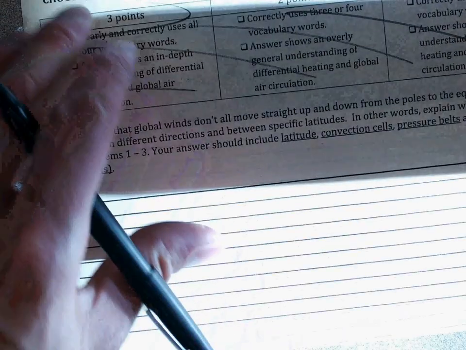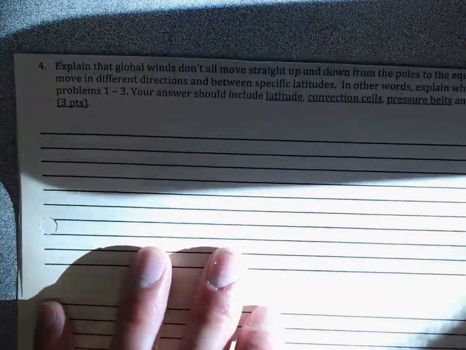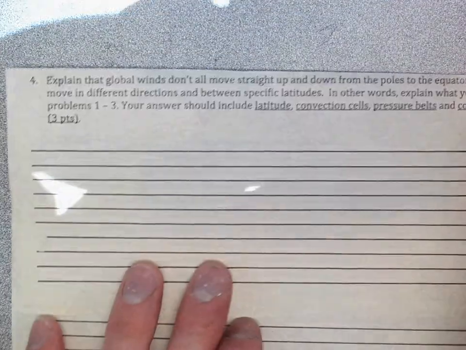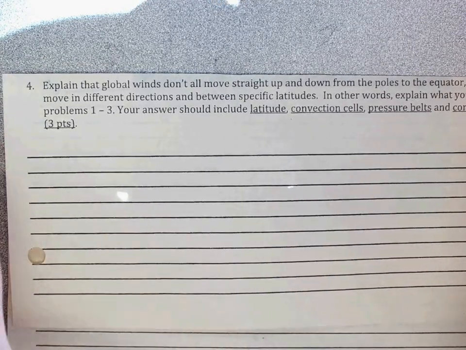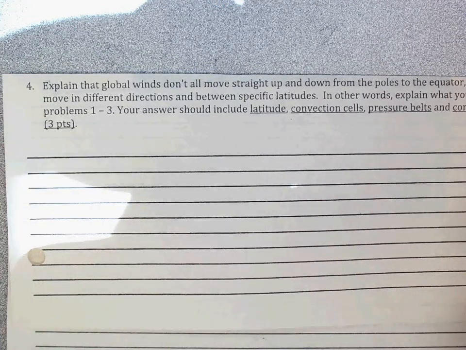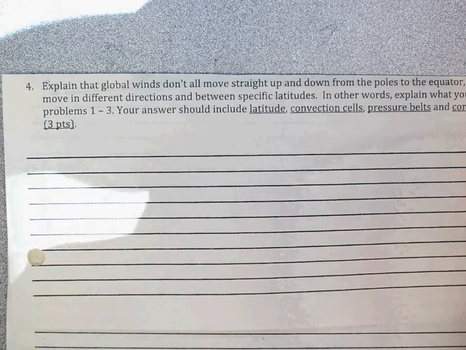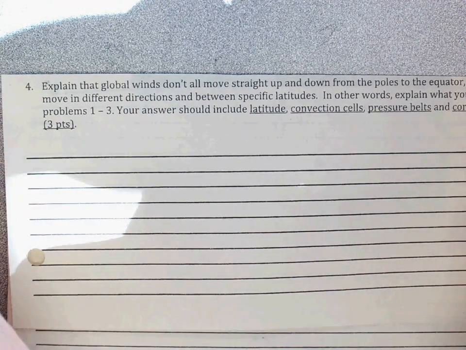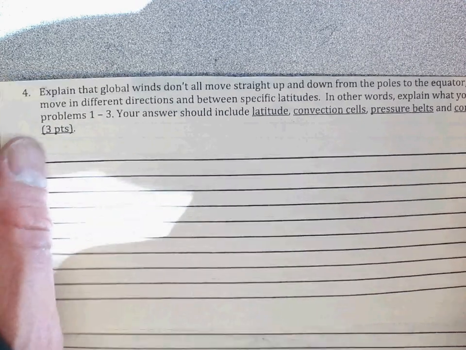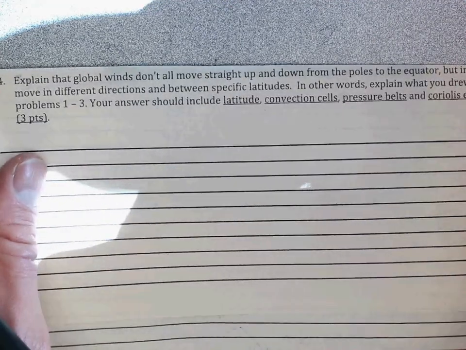So the next questions, you guys would choose one of them to answer, and there were 4 different options. The first one said, explain that global winds don't all move straight up and down from pole to equator, but instead move from different directions and between different specific latitudes. In other words, explain what you drew in problems 1, 2, 3. Your answer should include latitude, convection cells, pressure belts, and Coriolis effect.